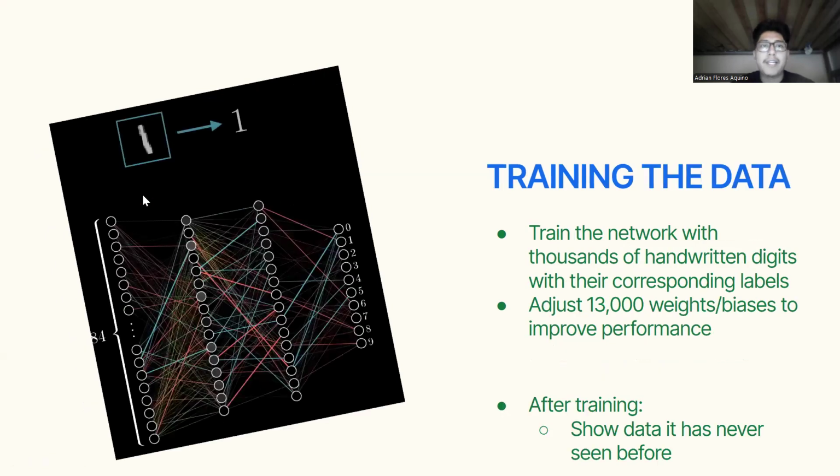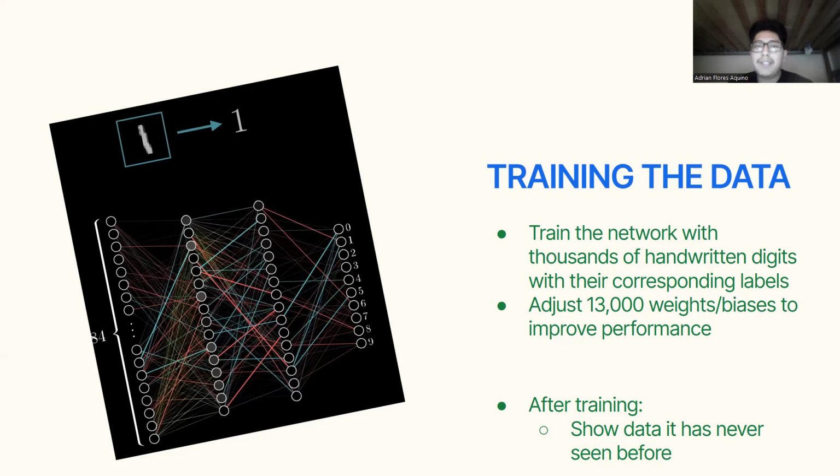I'll now get into the actual topic, which is how neural networks learn. The first step, most importantly, is being able to train the network on data. In this example, the data is full of thousands of handwritten digits, and the network is trained with these digits and their corresponding labels.